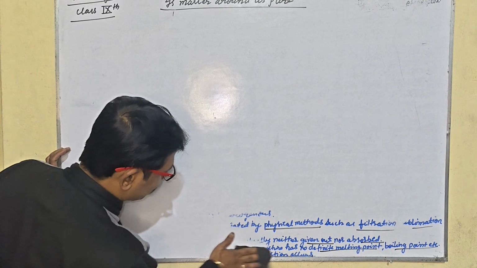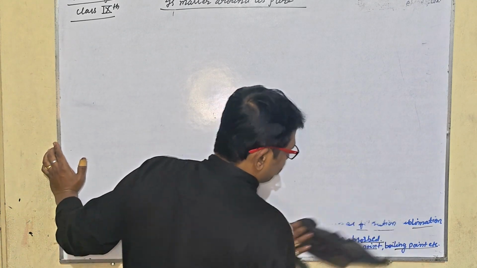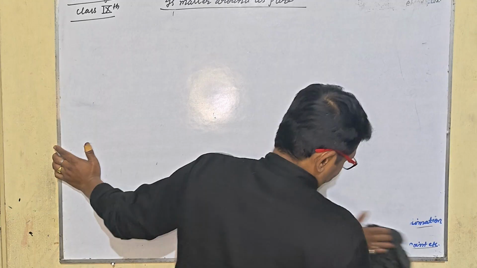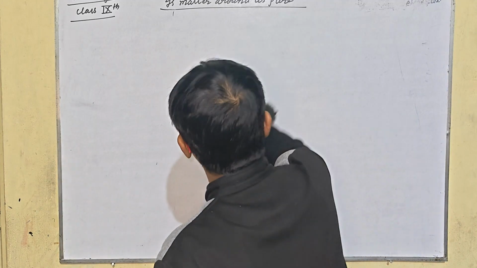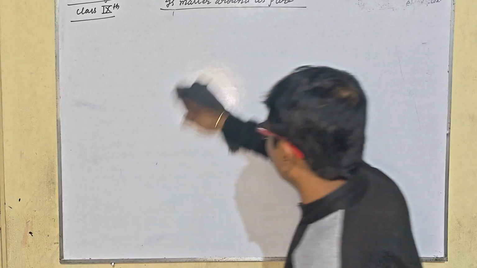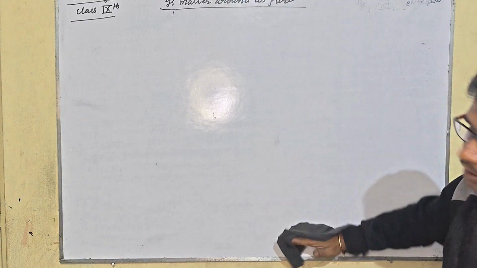A compound is a substance which is made of two or more than two elements. And a mixture is a substance which is formed by mixing two or more than two substances in equal or unequal proportions. So these are the things we are going to understand today.